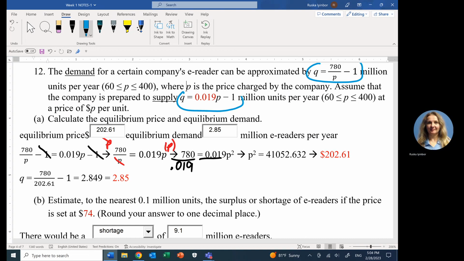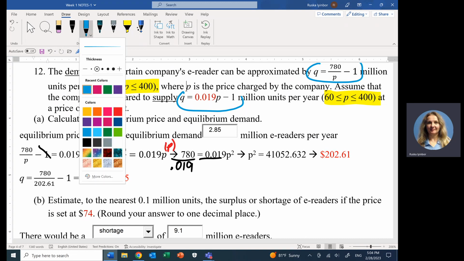Now, what you have given here, P, the price, is between 60 and 400. So keep that in mind. If they're asking you what is the price of something, whatever they're asking, if it's about the price it should always be between 60 and 400, for both the demand and the supply. So first, we need to find the equilibrium price, equilibrium demand. What you're doing here, we're solving the same way. The supply equals the demand. So these are the two equations, set equal to each other.